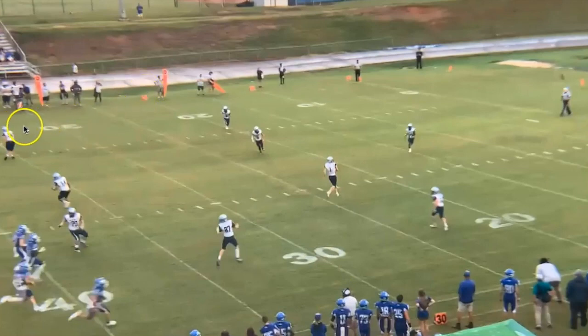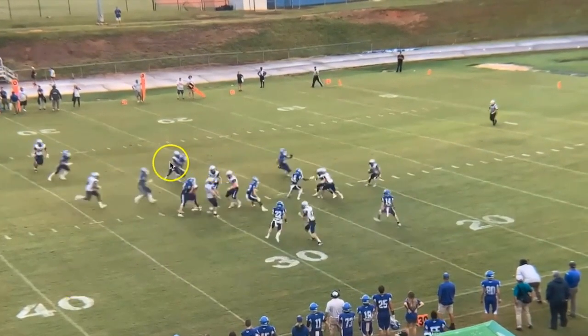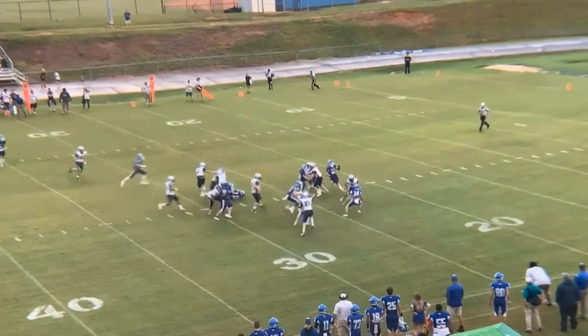Deeps, you're going to have the outside the hashes to about the 30. Wings, outside the hashes to about the 30. Here we have blocking the back, right in the referee's zone of coverage. It just gets missed.